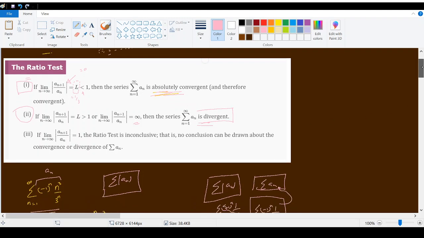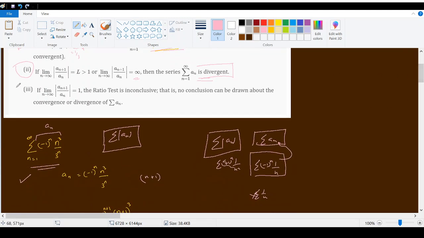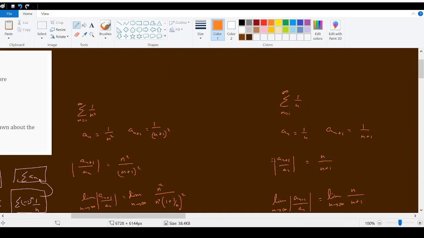Right. And let's have a look at this third sentence. If the limit of a_(n+1) divided by a_n is equal to 1, then it says that the ratio test is inconclusive. I'll explain that with some examples.